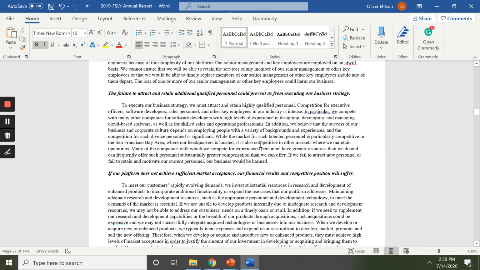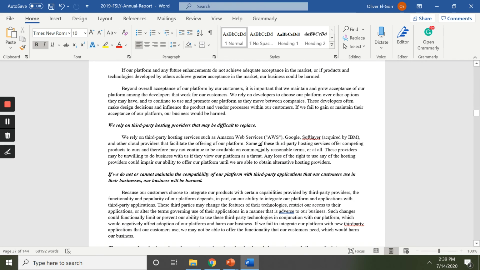There is one other thing I wanted to point out. Stuff like this is important. Supplier relationships. So here it says we rely on third-party hosting services such as AWS and Google. Therefore, if they do not allow us to continue using their services because they also offer competing services to us, that will impact our business. So that's something to note.